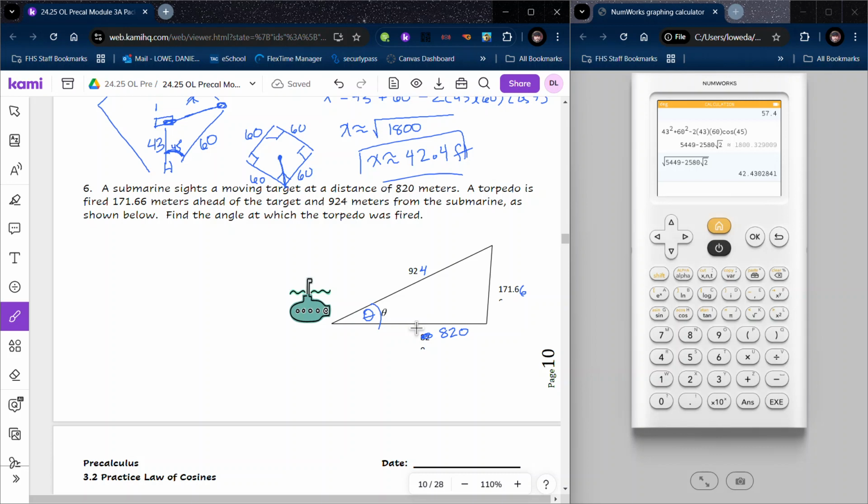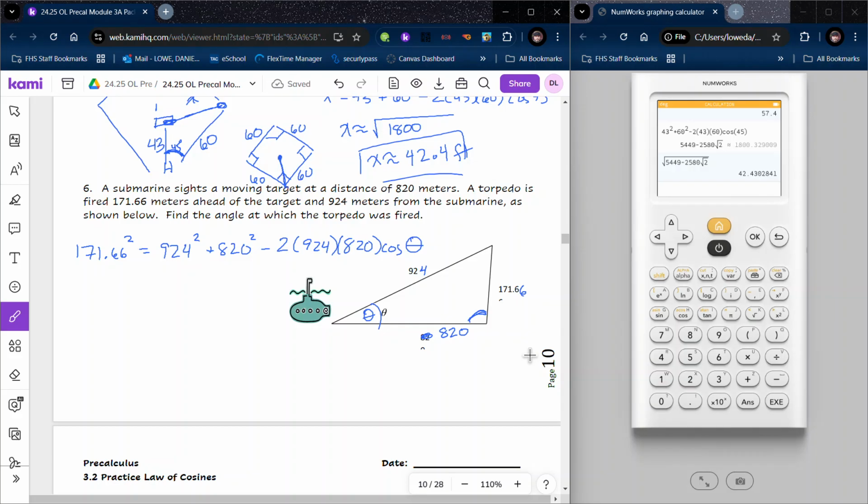We don't know necessarily this angle over here, but we do have 3 sides. So I want to find that angle. What do I know? 171.66, which happens to be my shortest side. That number squared must be equal to 924 squared plus 820 squared minus 2 times 924 times 820 times the cosine of angle theta.